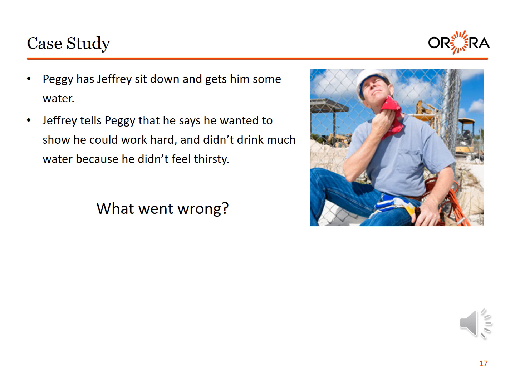Jeffrey tells Peggy that he wanted to show he could work hard, and didn't drink much water because he didn't feel thirsty. What went wrong? Answer. Jeffrey wasn't used to working in the heat. He should have had less intense work until he got used to working in the heat, acclimatization.